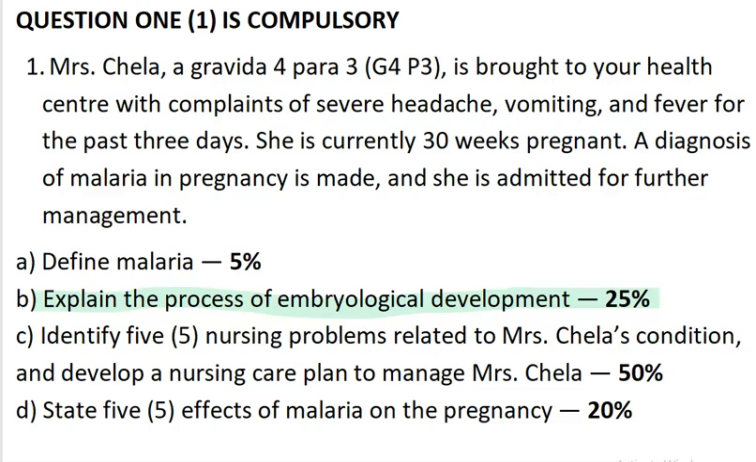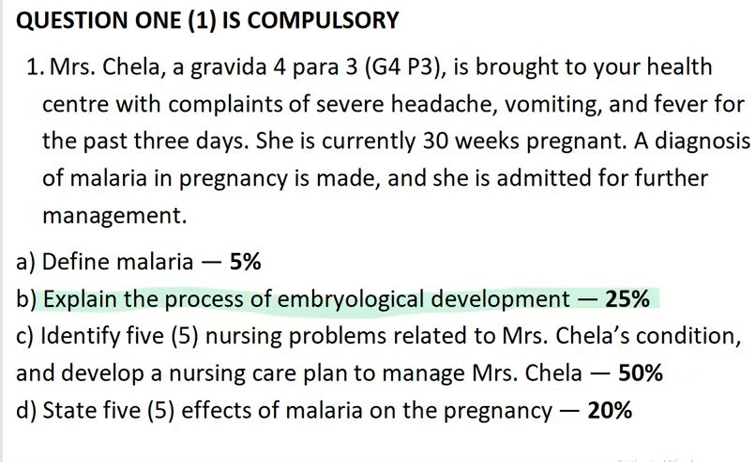So going ahead to answer the question, you need to indicate with a clear heading as you are writing your essay. So we are going to say the process of embryological development. Best way to write this heading, we are going to use capital letters, or you can use small letters and underline it.